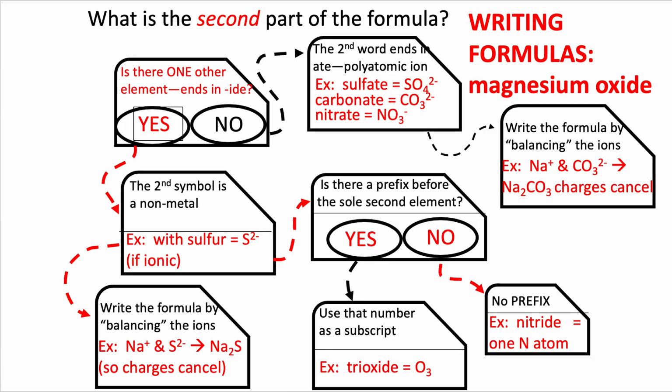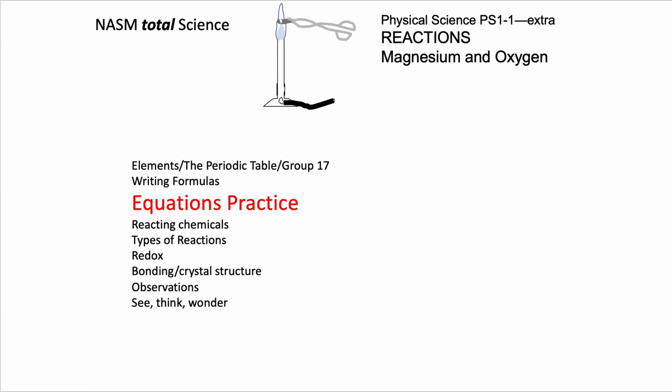And if we want the second part of the formula, the second name, is there one other element and it ends in "ide"? Yes. Is the second element a non-metal? Yes. Is there a prefix? No. So we're just going to end in "ide", and we want the charge on the ion, which will be O2 minus, to balance with the Mg2 plus.